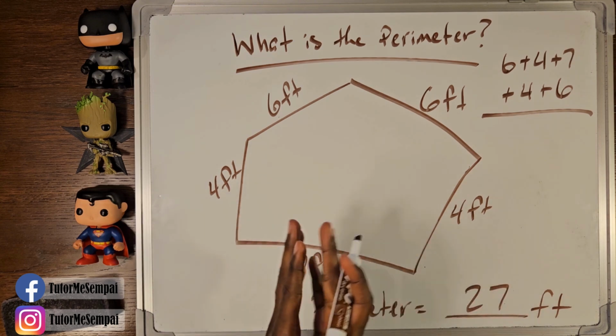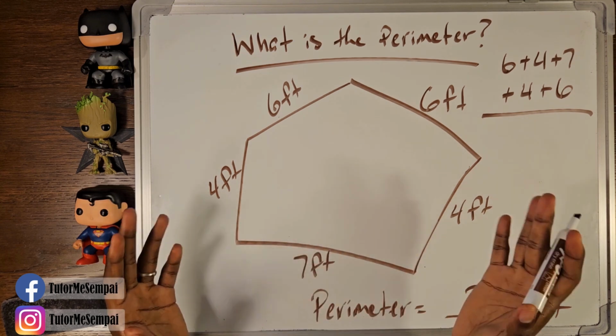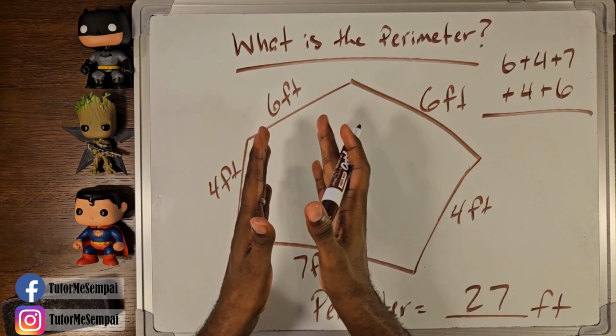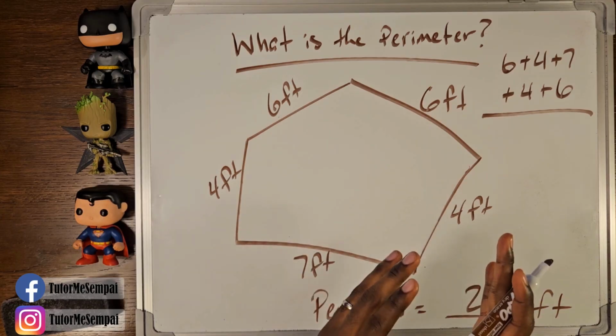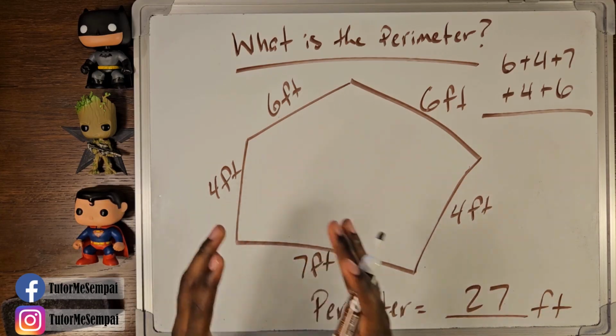So it doesn't matter how many sides you have. If they're all straight, all you're doing is adding up all your sides. That's going to be your perimeter. That's going to be the shortest distance around your entire shape.